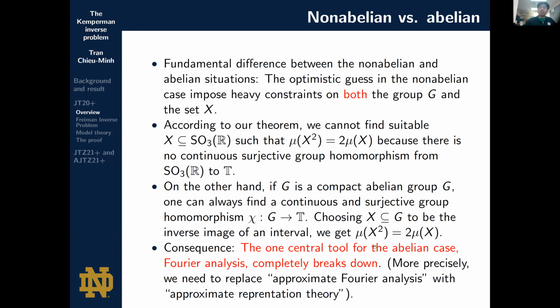So in the abelian case, the central tool is Fourier analysis, and this completely breaks down in the non-abelian case. And we need to use new tools, right? So heuristically, somehow we need to replace approximate Fourier analysis with some kind of approximate representation theory to be able to handle this kind of situation.